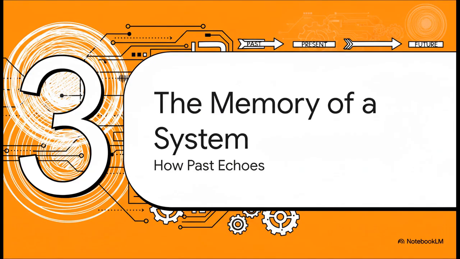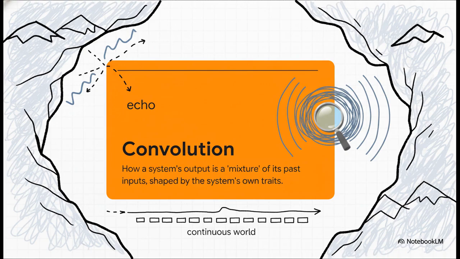Okay, so now that we're living in the digital world, we've got access to some incredibly powerful tools. Let's look at one that helps us understand how a system's past sort of echoes into its present and future. The term is convolution. And I know, it sounds a little intimidating, but the idea behind it is actually super intuitive. Seriously, think of it like an echo. When you clap your hands in a big canyon, the sound that comes back isn't just your clap, right?